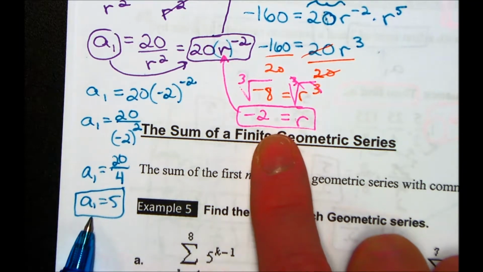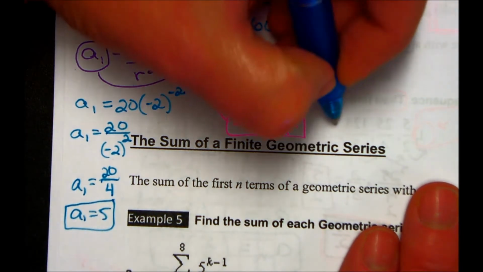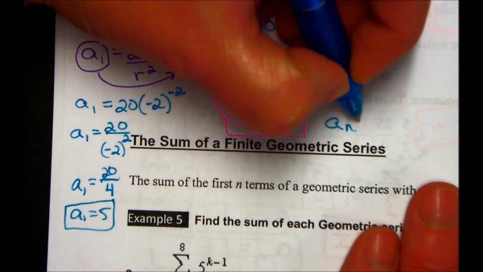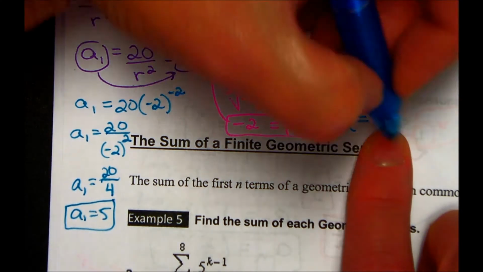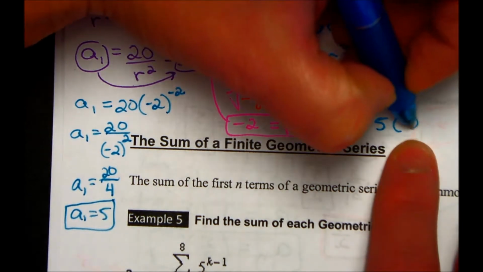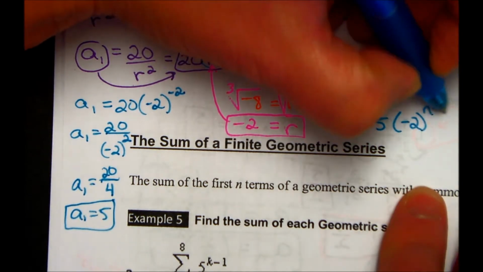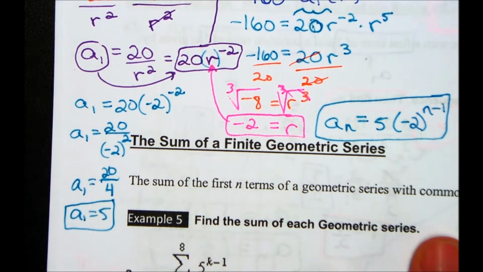Now we can write our equation. So let's just put that right over here. A sub n. So n now comes back into our equation. It's part of our rule. A sub 1, which is 5, times r, which is negative 2, to the n minus 1 power. Finally, we have our equation.